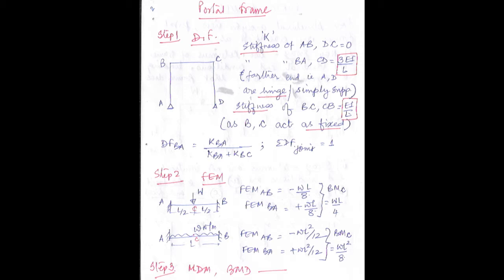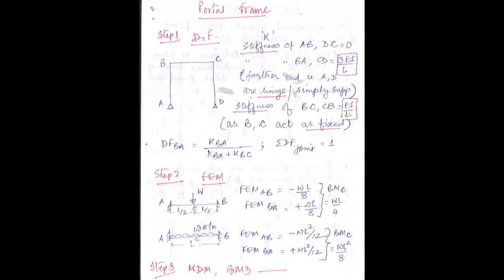Okay, so now let us have a look at the stiffness of BC or CB. In this case, for BC or CB, the value of stiffness will be EI by L, because when we are talking about the BC member, these act as a fixed joint. So please remember and understand this concept of the stiffness value.